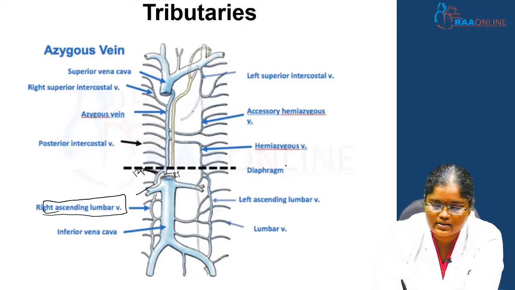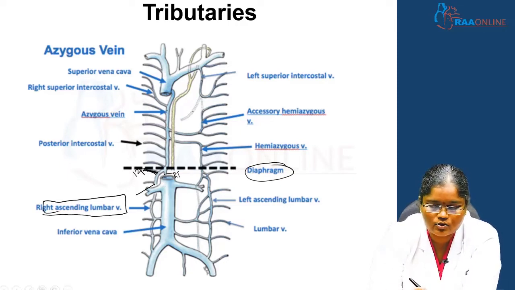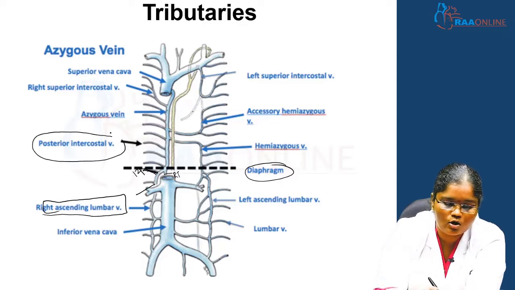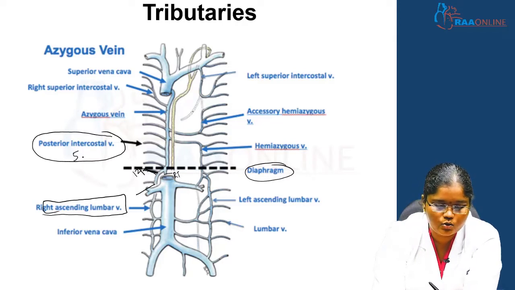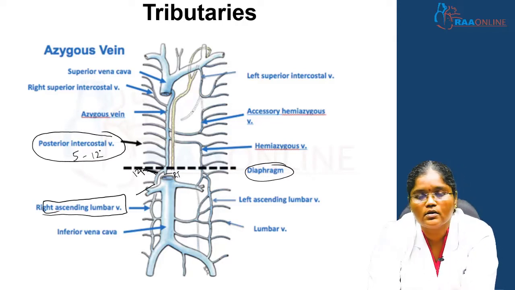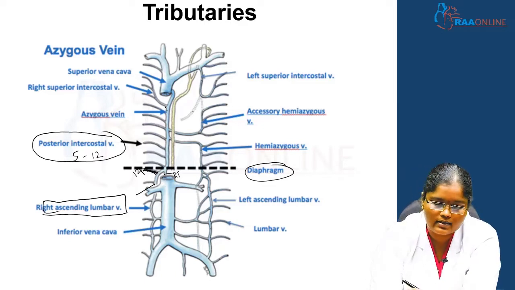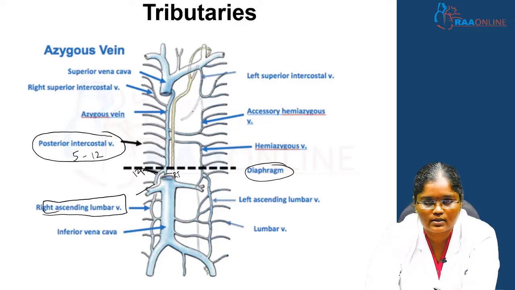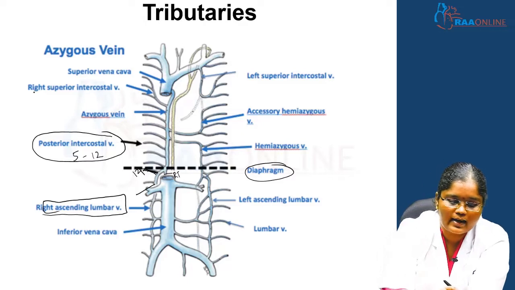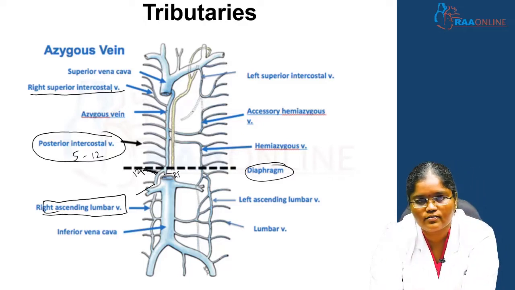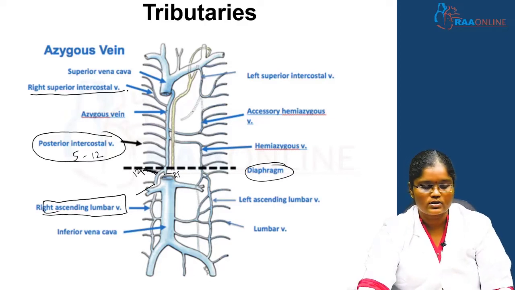This dotted line represents the diaphragm. So after it enters the thorax, the tributaries in the thorax are posterior intercostal veins. That is 5th to 12th posterior intercostal veins, totally 8 intercostal veins drain into the azygos vein. So these are the tributaries in the thorax, and the next tributary is the right superior intercostal vein. So these are the main tributaries of the azygos vein.